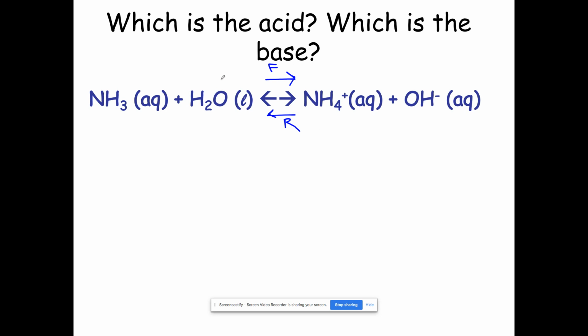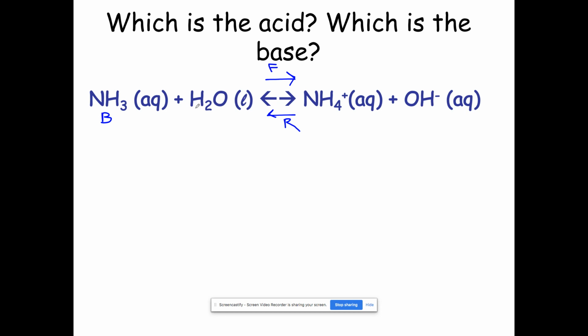So in the forward reaction, we're reading left to right. Follow the protons. NH3 before, after NH4 plus. What happened? Well, gee, I had 3 H's. Now I have 4 H's and a plus. NH3 accepted protons, right? Because before it looks like this, after it looks like this. So what do you call a substance that accepts protons? It's called a Bronsted-Lowry base.